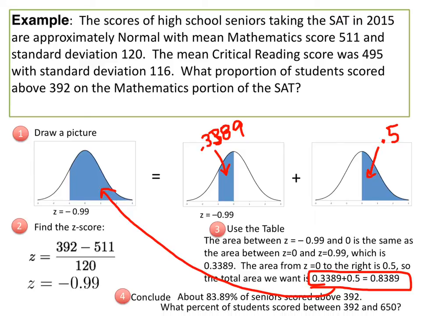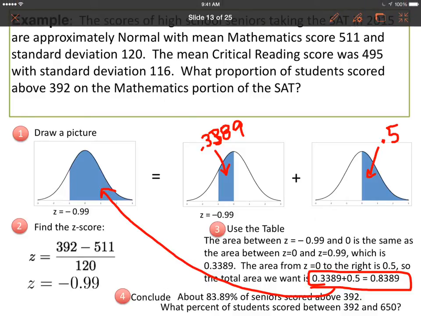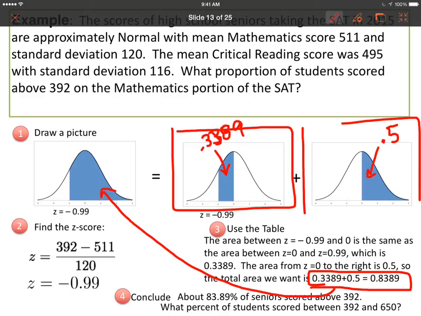All right, you try on your own what percent of students scored between 392 and 650. All right. Again, you should follow these 4 steps. Start by drawing a picture, then find the z-score. In this problem, you're going to have 2 z-scores, one for 392 and one for 650. Try to separate your picture into some pictures of things that you can find the areas for. So in our case, we had 2 and we added them together. Sometimes you might need to subtract.